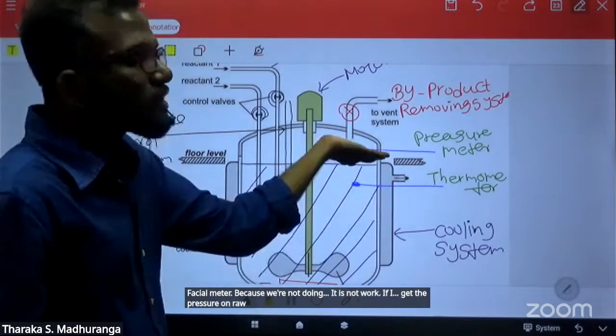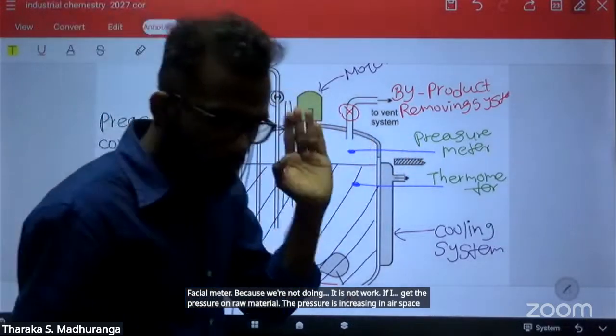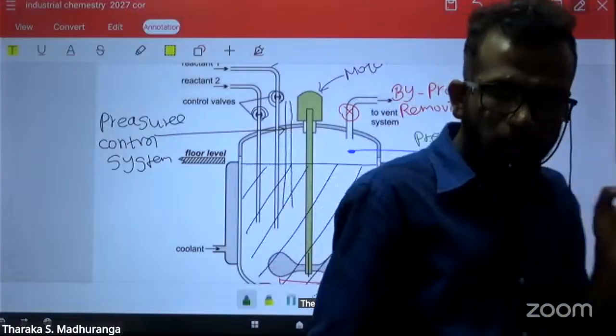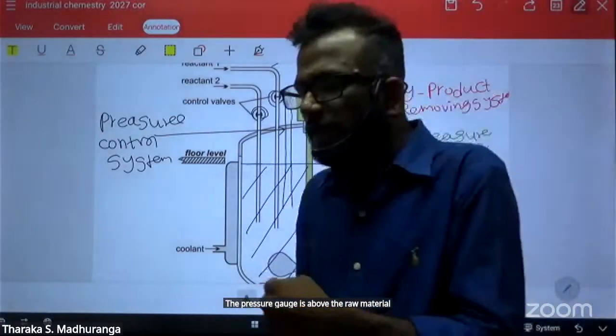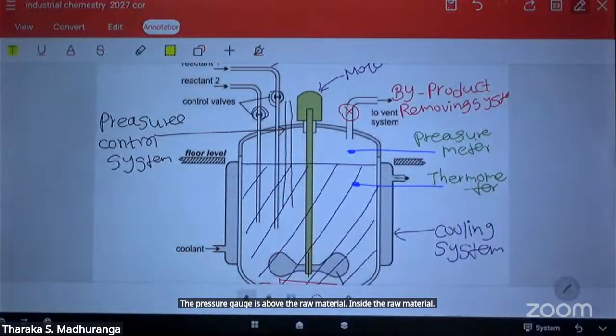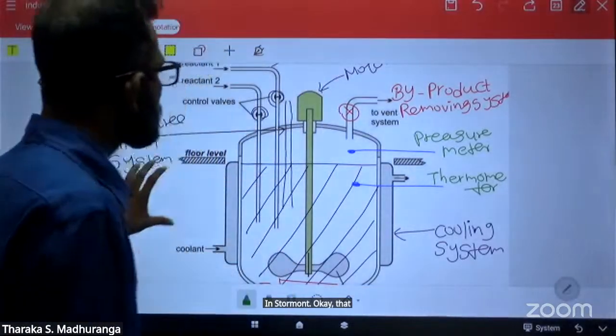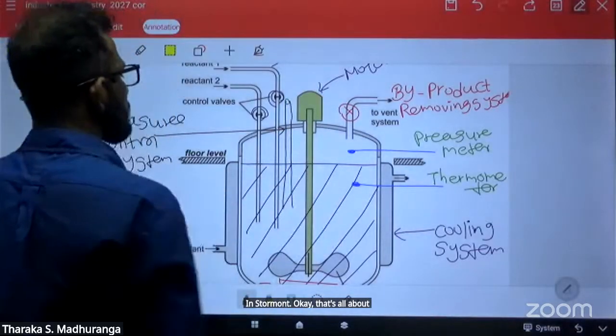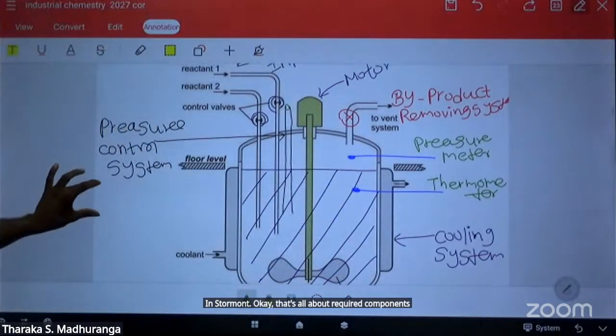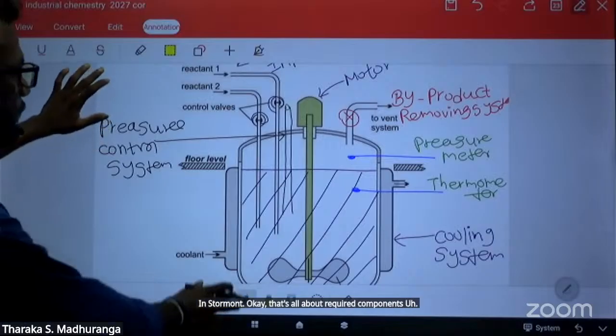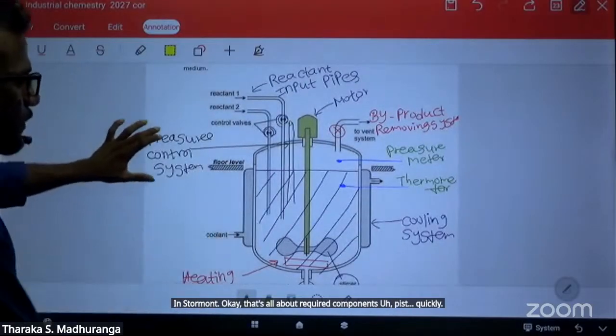It will not work if I measure the pressure on the raw material. The pressure is increasing in the airspace. Therefore, the pressure gauge is above the raw material. Inside the raw material, we need to place the temperature measuring instrument. Okay, that's all about the required components. Please quickly note them down.